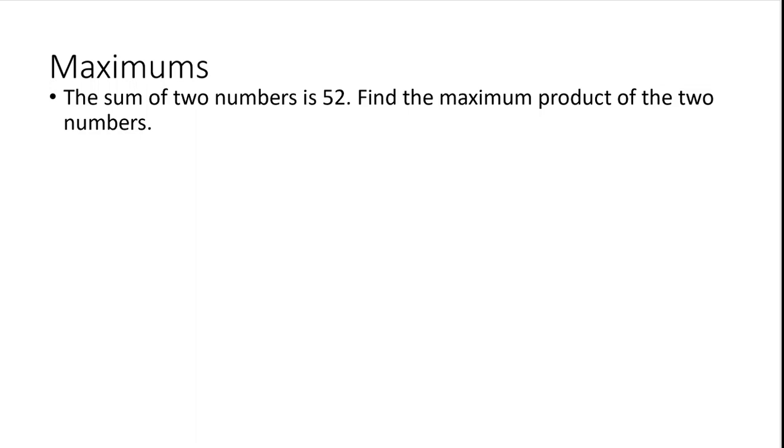So here's a problem, and this one has to do with finding maximums. The sum of two numbers is 52. Find the maximum of the product of the two numbers. Well, if the sum of two numbers is 52, I'm going to let x equal the first number. And if they add up to 52, that means 52 minus x has to be the second number. So we have accounted for the sum just by defining the variables. We want to know what their maximum product is. Product is multiplication.